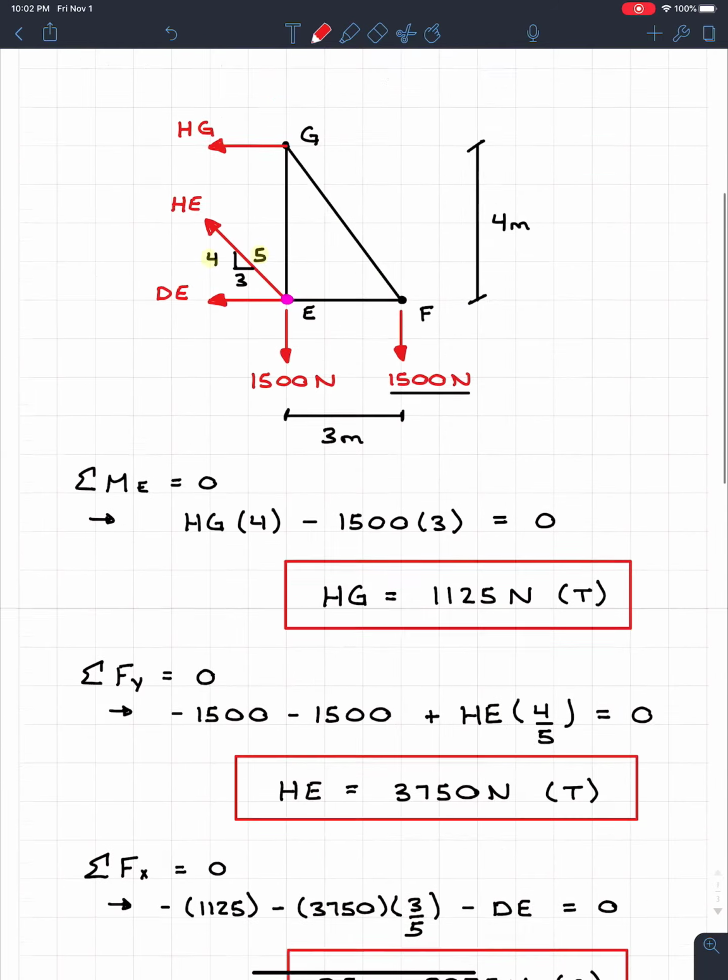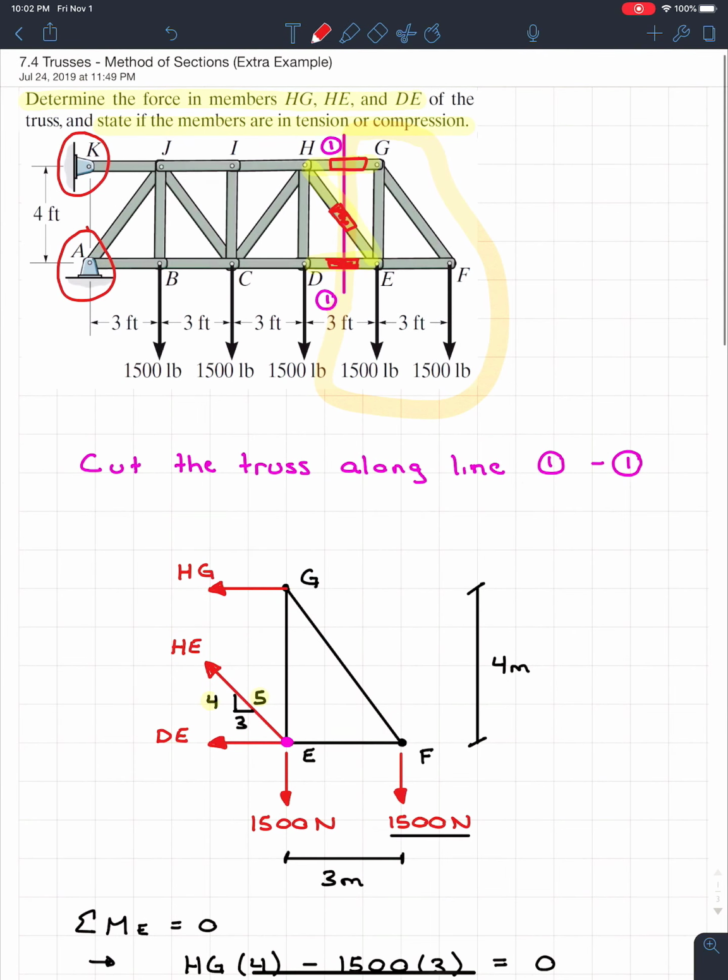So as you guys can see, the method of sections is very, very nice when we're trying to find a couple members that are in the middle of the truss. We don't have to analyze a bunch of joints. For me, analyzing the joints usually isn't too bad. The thing I hate most about analyzing the joints is drawing all those stupid free body diagrams. It gets really, really annoying. And of course, if you mess up in one joint, you're going to mess up everything after that. So for me, I like the method of sections.